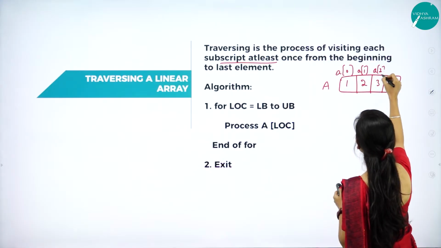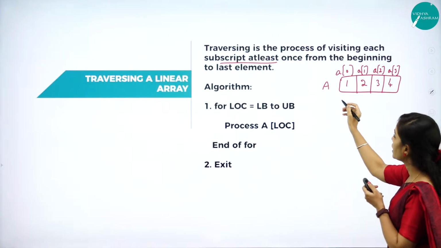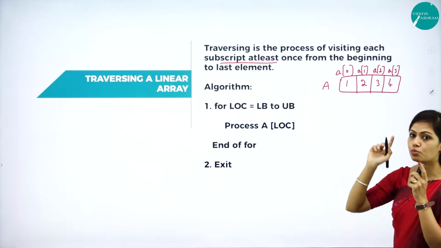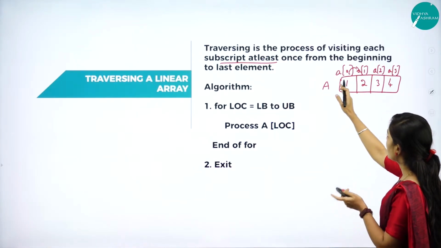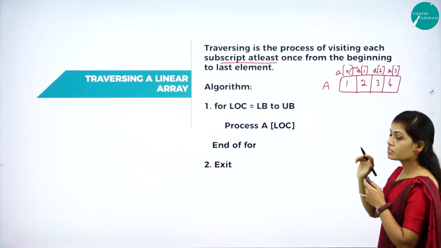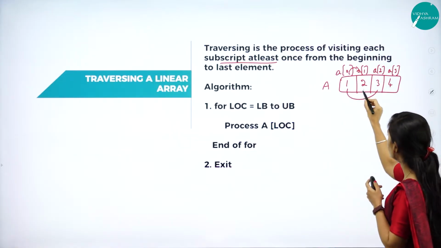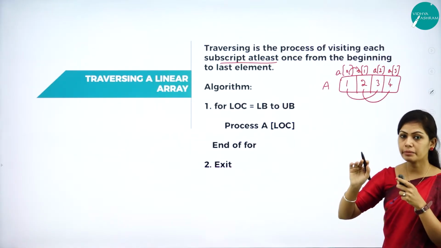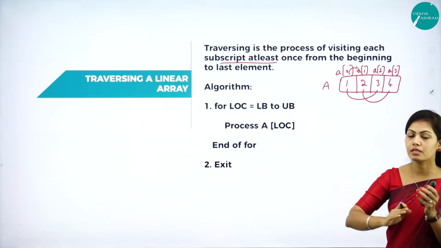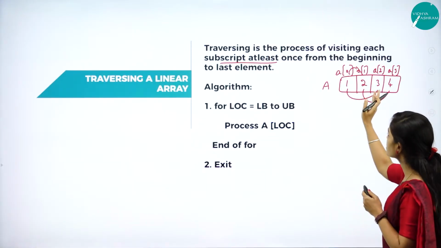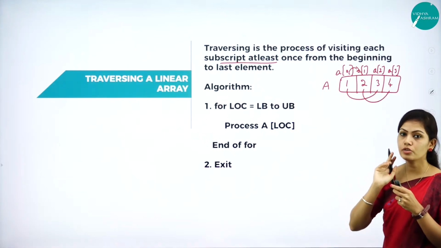So traversing means the process of visiting each subscript at least once. First one, second one, third one and fourth one. So in traversing, we can't directly jump from the first element to the third element, or the second element to the fourth element. Traversing means visiting each element of the array exactly once, from the beginning to the last. So this is called traversing.